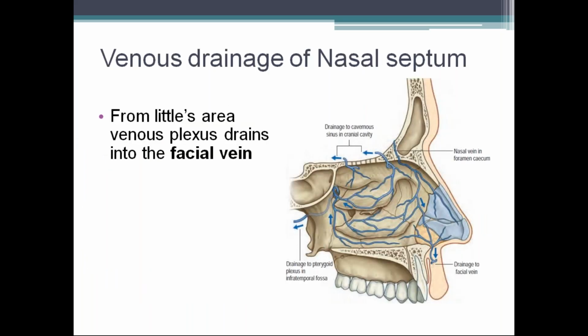Next we'll go on to the venous drainage of the nasal septum. We divide this venous drainage into two parts, the anterior part and the posterior part.